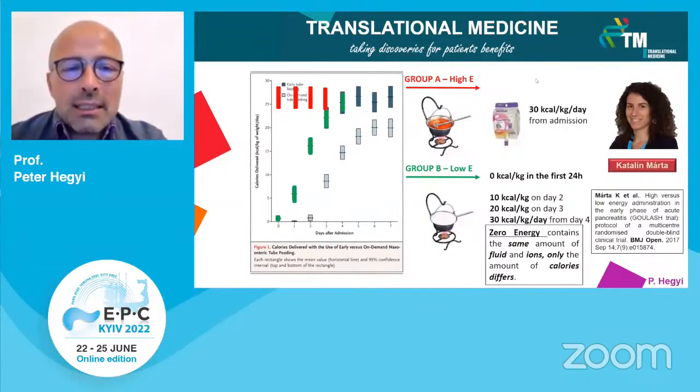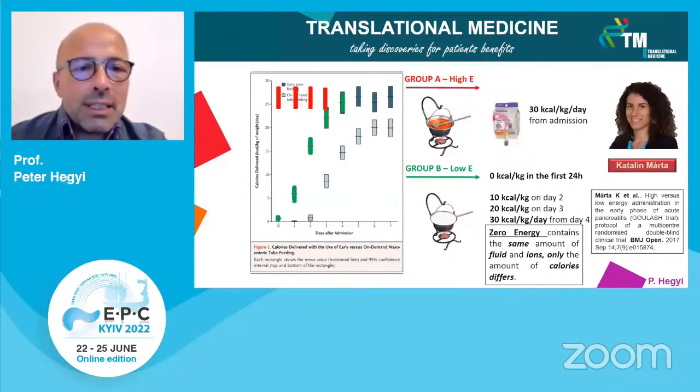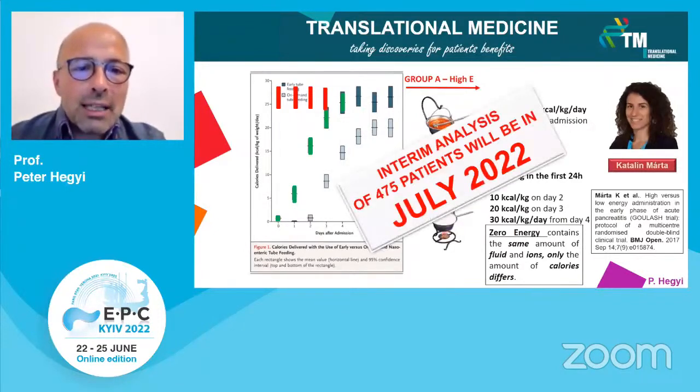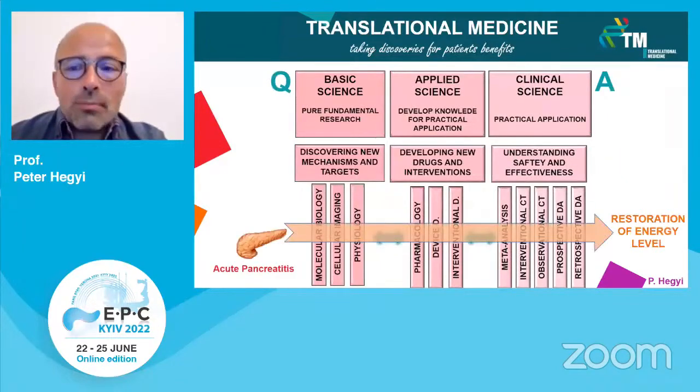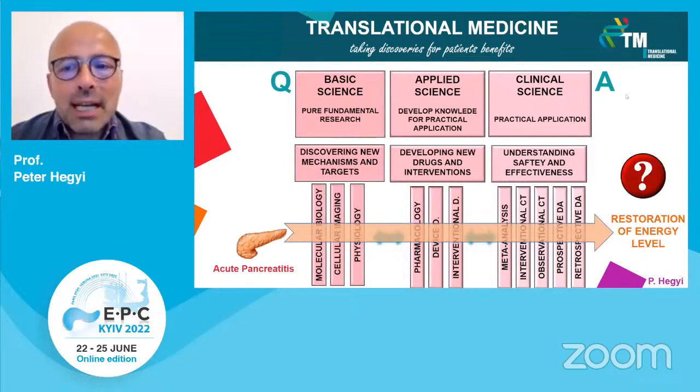In this project, we are at the halfway. Approximately 450 patients are already involved. So the first interim analysis will come within 2 months, and we will see how to continue this study. This is a very important aspect: how to find a therapeutic approach, as basic science, applied science, and clinical science are all important.